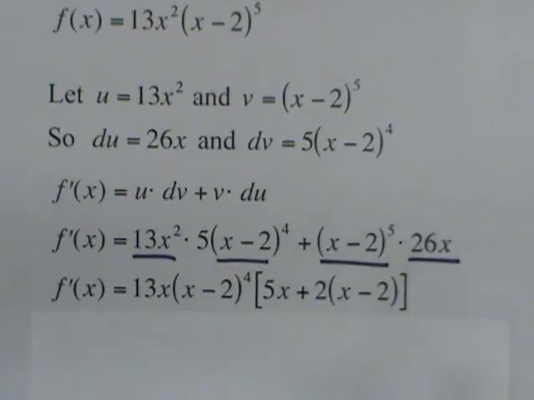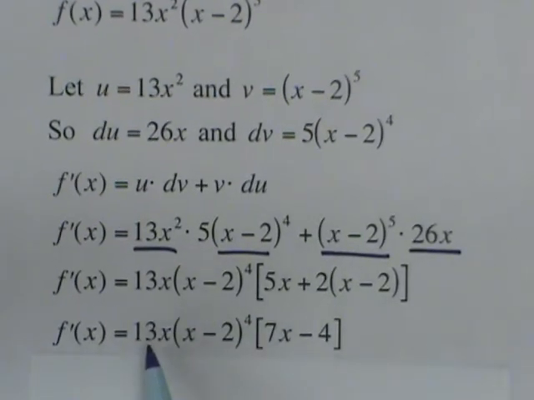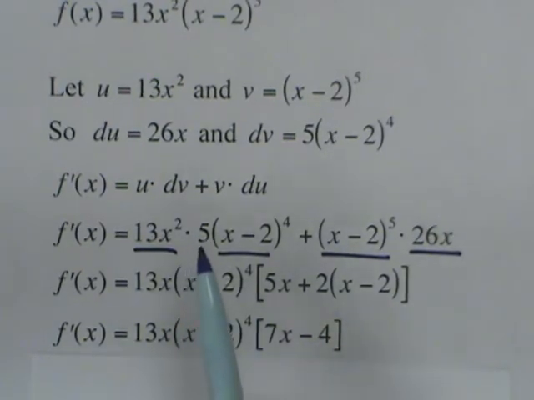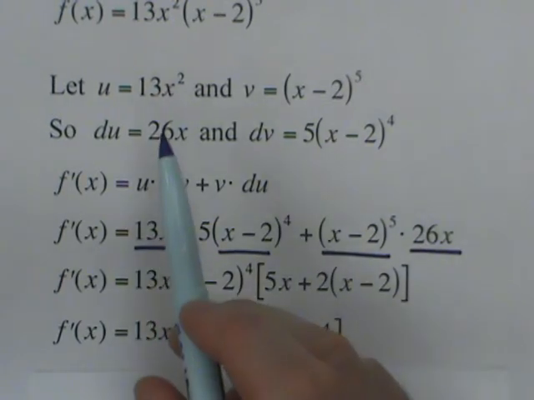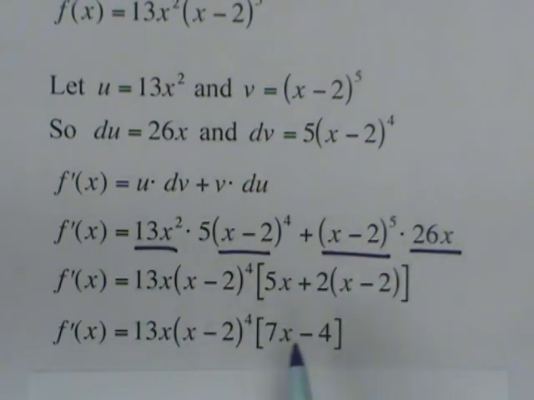If I distribute this, I can write it as 13x times (x minus 2) raised to the fourth, times the bracket. 5x plus 2x is 7x, and 2 times negative 2 is negative 4. So I left this in the bracket to show that I've simplified what was originally in this bracket here, and I successfully went from a sum of products into products of sums or differences. And that would be the example for using the product rule. Most generally, this is what you get down to, into a series of products.